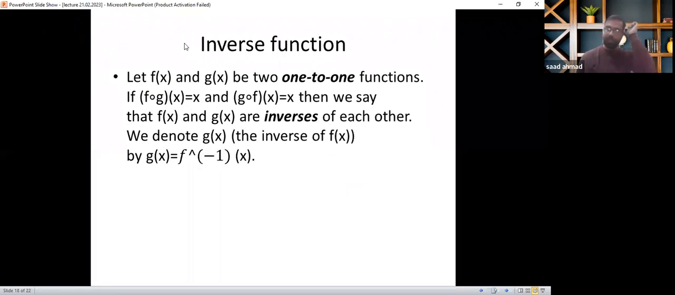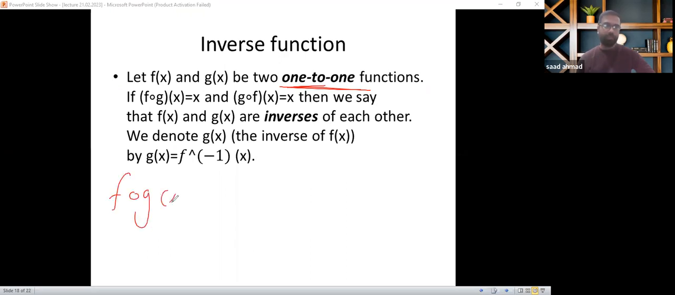Okay, now the next thing is the inverse function. It's not possible to get the inverse of every function. The inverse exists only for one-to-one functions. If the function is one-to-one, then you can find its inverse. And the rule is that if you do f of g of x, the answer should be x, and g of f of x, the answer should also be x. Okay? Inverse functions.